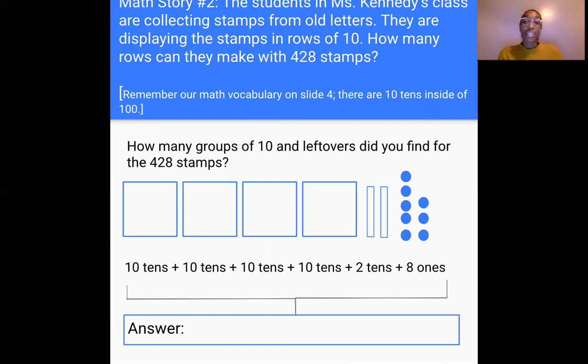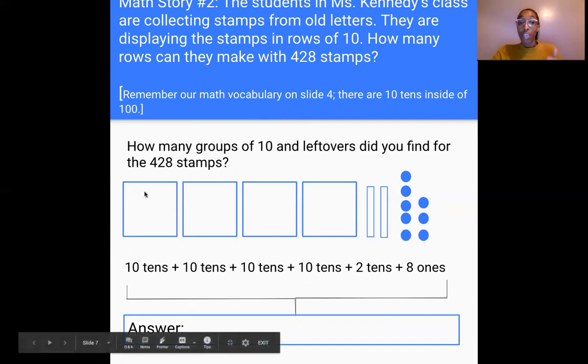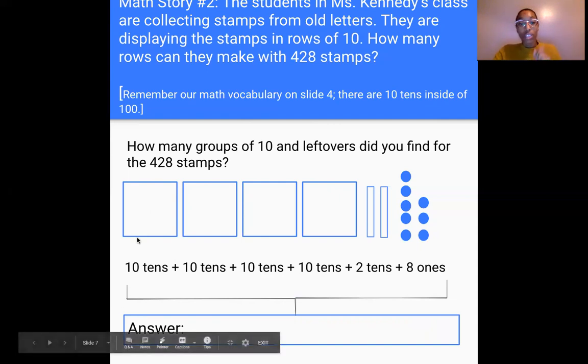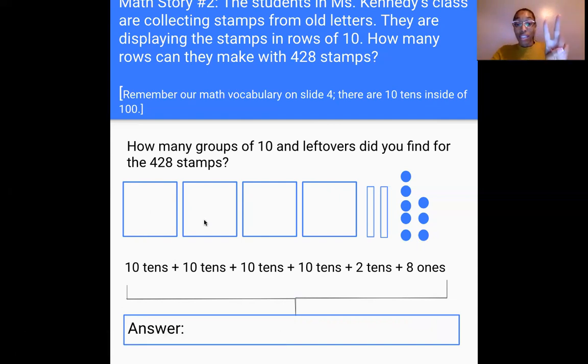There are 10 tens inside of 100. So we have 4 hundreds here and 2 tens. So those 400s, I know that inside of one of those hundreds, there's 10 tens. Inside of the second 100, there are another group of 10 tens. And the third 100, there's another group of 10 tens. And the fourth 100, there's another group of 10 tens. So now 10 plus 10 plus 10 plus 10 is going to give me 40 tens. And then I have the original 2 tens that were in the number originally, which are left.